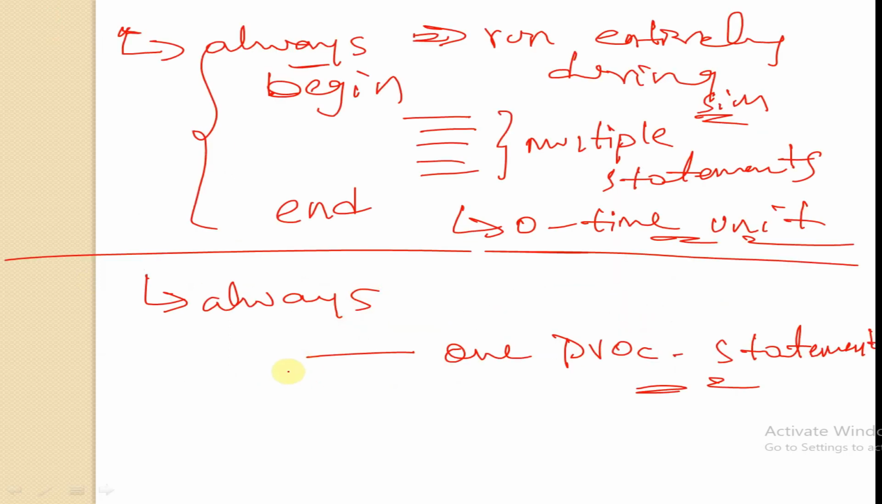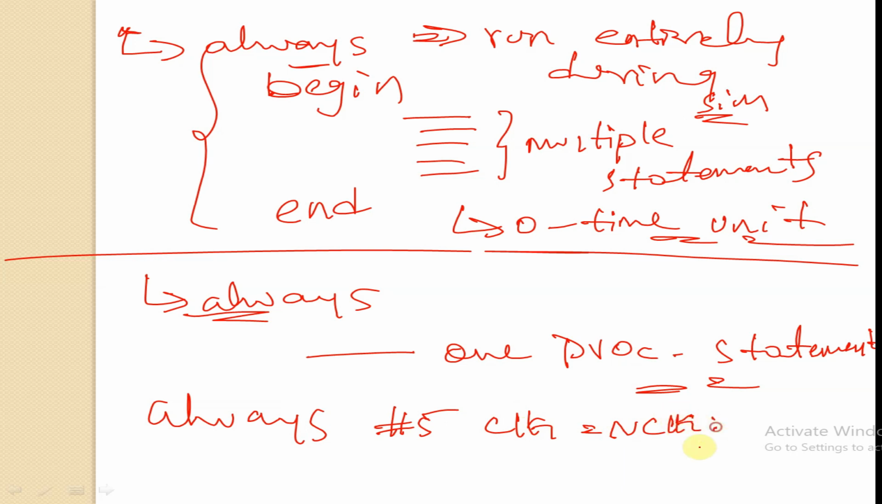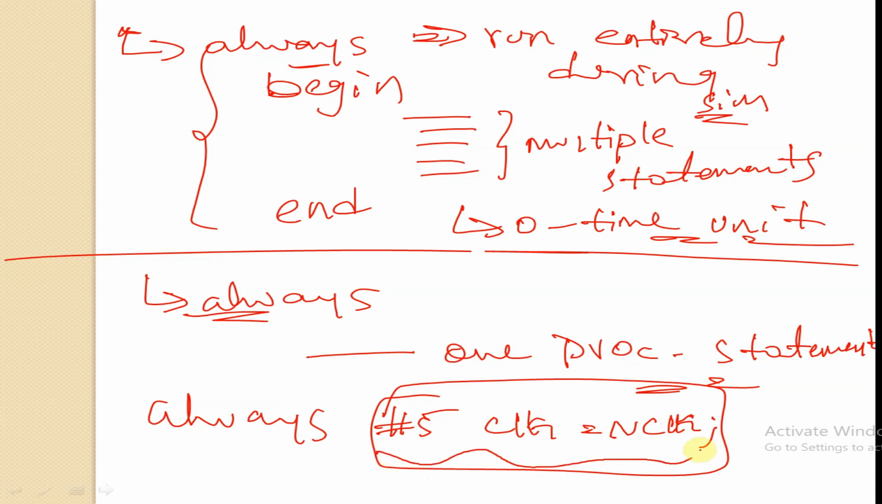For example, in our previous sessions we have discussed, while writing the test bench for generation of clock, I have used this always block. Suppose I want to generate a 10 time unit clock, then I will use always #5 clock equals not of clock. Basically this statement will be executed throughout the simulation forever. So this is like a forever loop. For the first 5 time units clock will be high, and for the next 5 time units clock will be 0. Like this the always block will go on executing throughout the simulation.